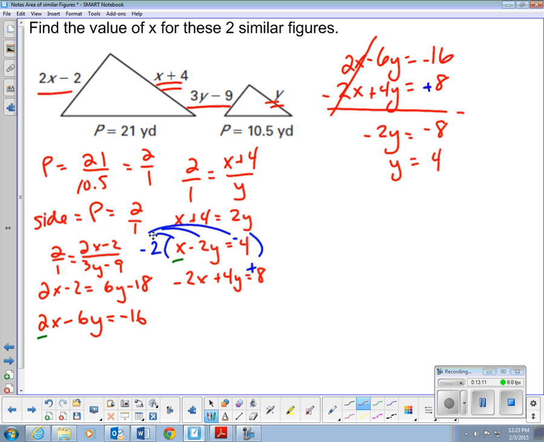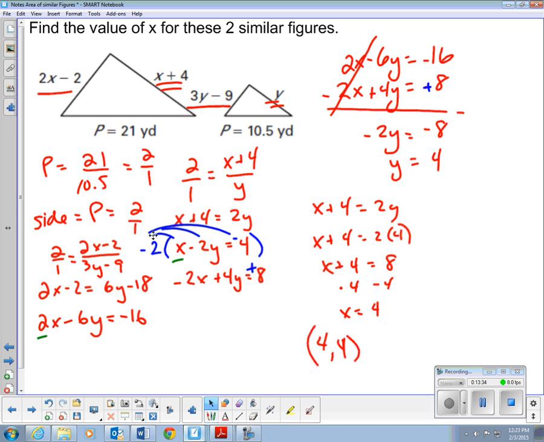Remember that when you're dealing with systems, it's so easy to lose a symbol. All right, so now I need to find my x value. Well, I got my y, so x plus 4 is equal to 2y, so x plus 4 equals 2 times 4, so x plus 4 equals 8, minus 4, minus 4, so x is equal to 4. So remember to write your answer always as an ordered pair, 4, comma 4. And there's my answer for this system of equations.